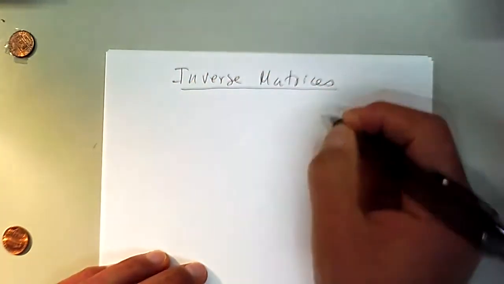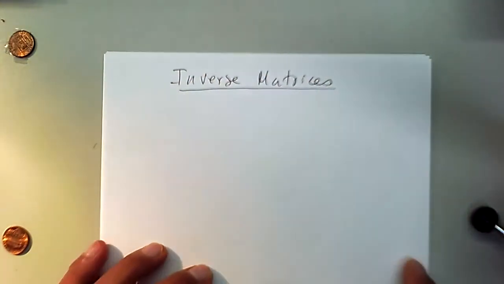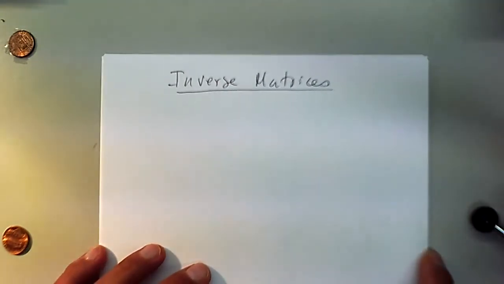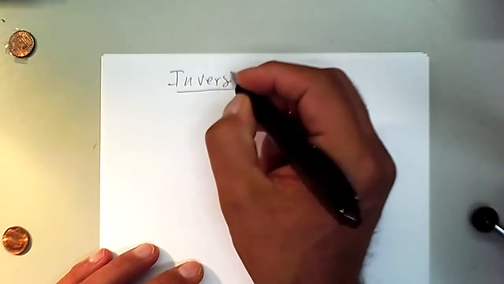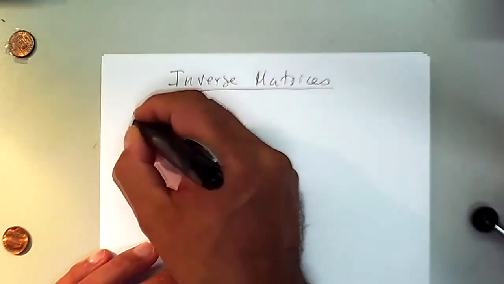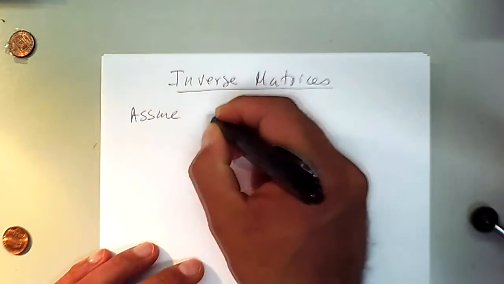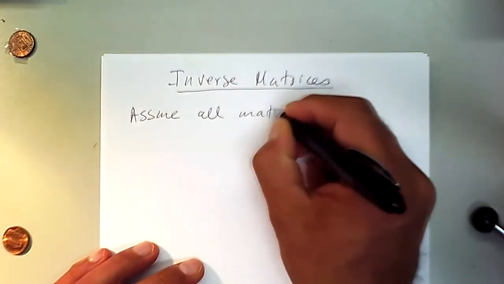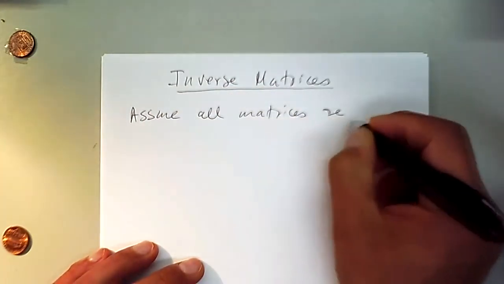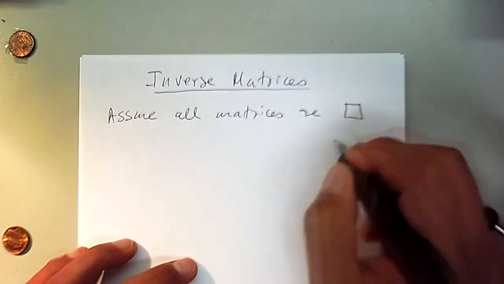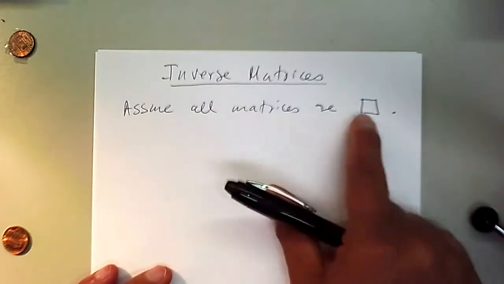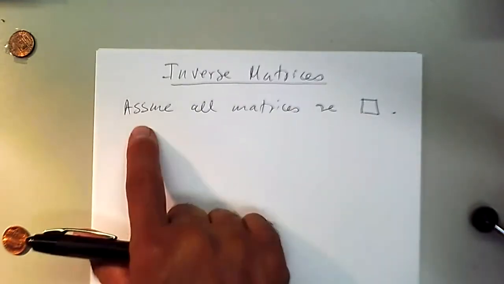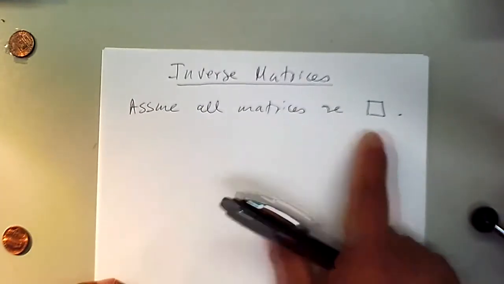Only square matrices have inverse matrices. So we're going to assume that all our matrices involved are square. So assume all matrices are square. That is my shorthand for writing square. So assume all matrices are square.